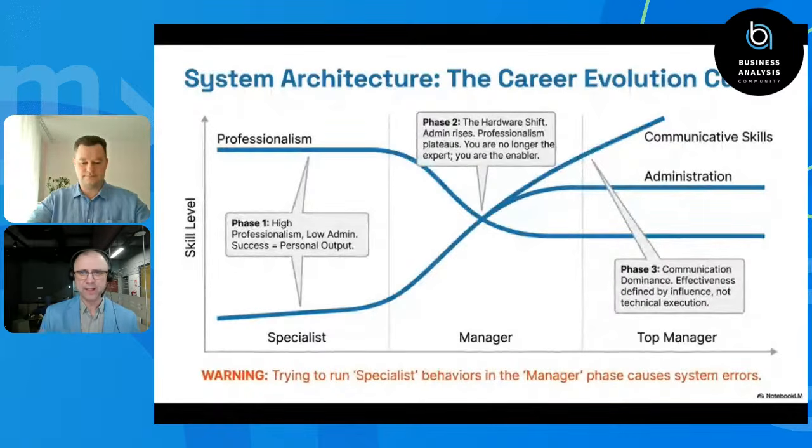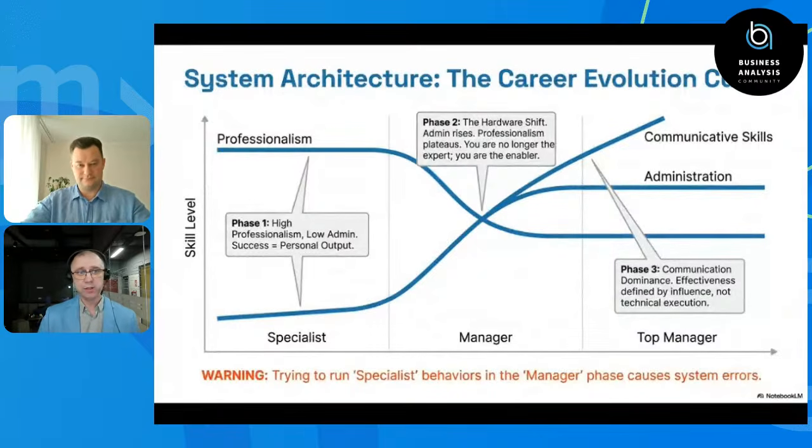Professionalism is still vital because you can sometimes mentor and guide juniors, middle specialists, and so on and so forth, but it begins to plateau. You are not expected to be the deepest expert anymore, but the person who enables experts to work efficiently.